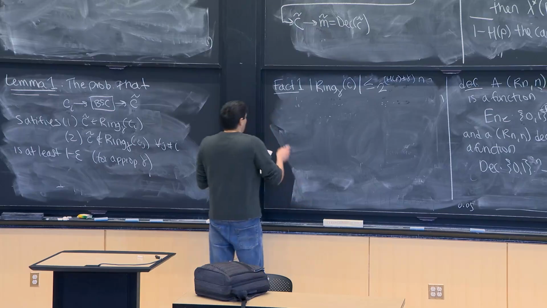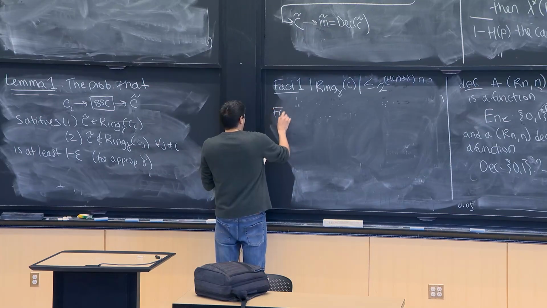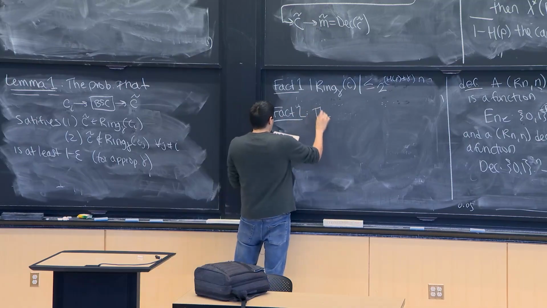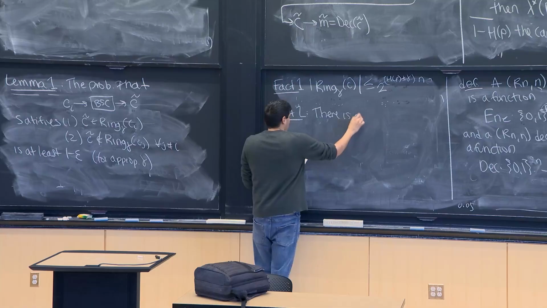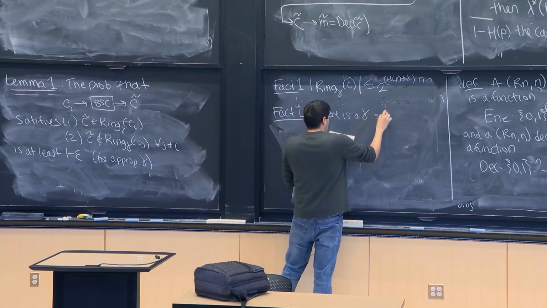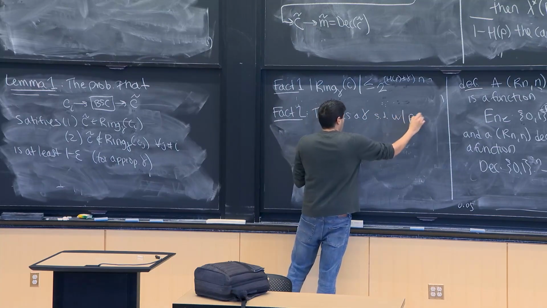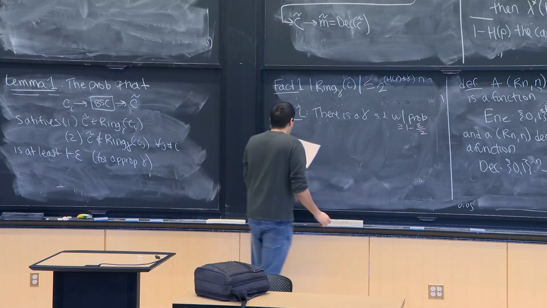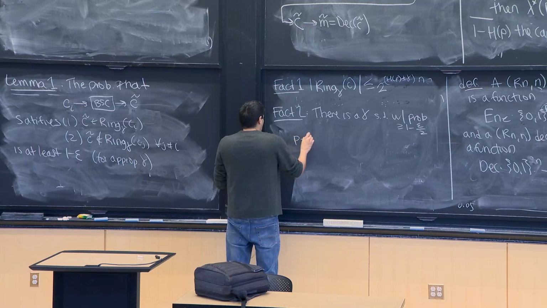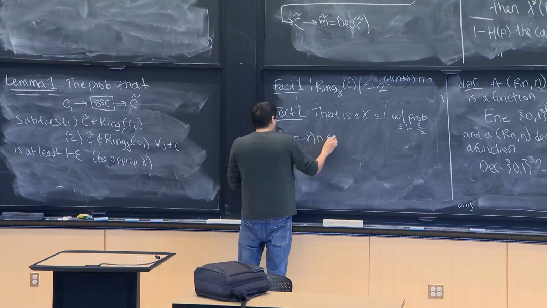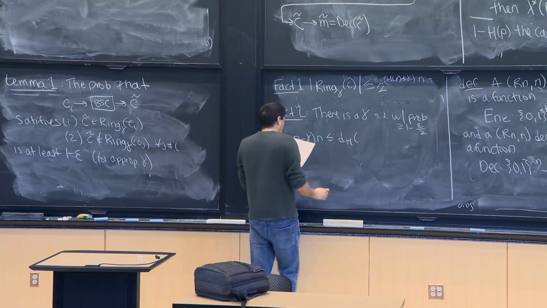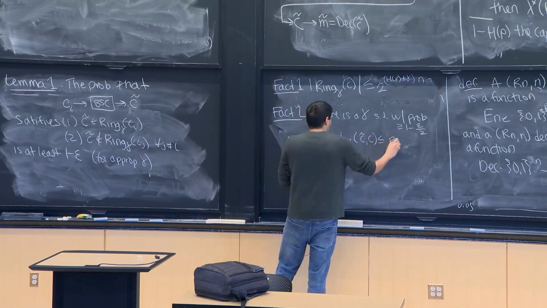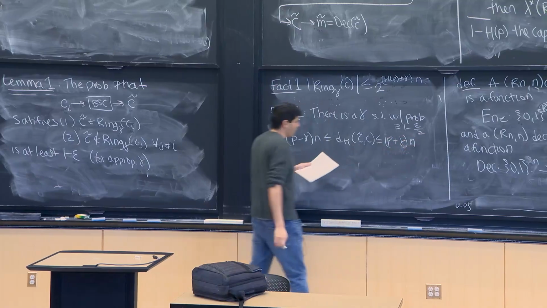what I claim is that we can get into these questions like, how should I choose gamma? What I claim is that there is a gamma such that with probability at least 1 minus epsilon over 2, p minus gamma n is a lower bound for the Hamming distance between c tilde and c, and p plus gamma n is an upper bound.